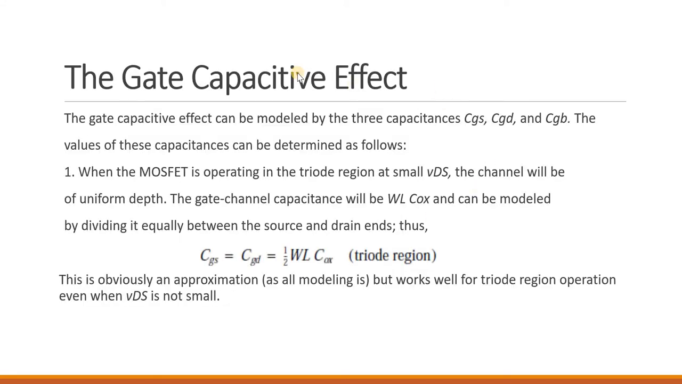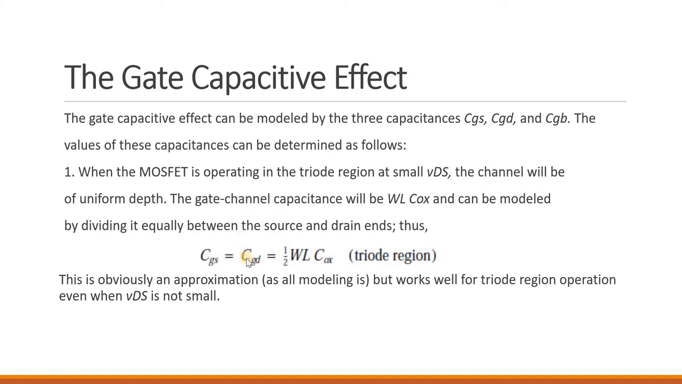Next is the gate capacitive effect. We know the MOSFET operates in three different regions: cutoff region, saturation region and triode region. Let us see the values of these capacitances under the different regions. Whenever the MOSFET is in the triode region, which indicates that we are applying a small VDS, the channel formed under the oxide layer will be of uniform depth, from the source side as well as from the drain side.